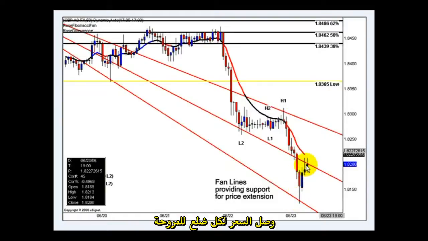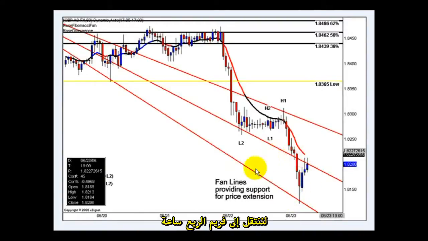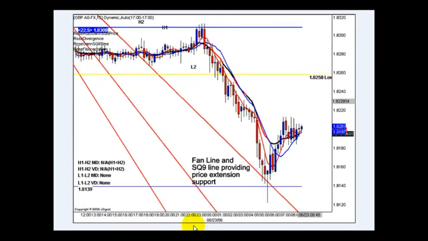So as each fan is breached and price heads to the next fan level, you can use these fan extensions to predict where price may be going, again for targets and stops. So now let's look at the very short time frame, the 15-minute chart.